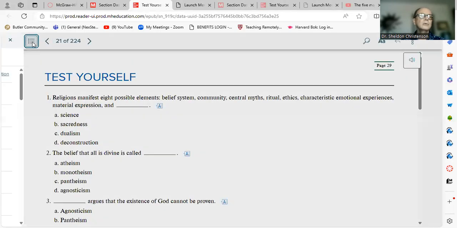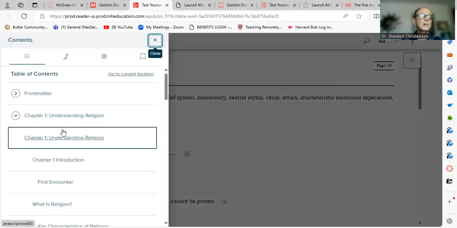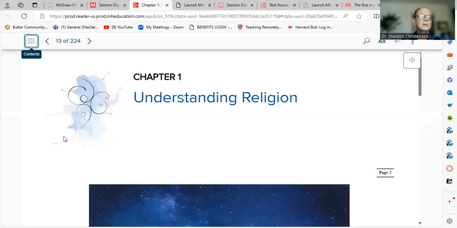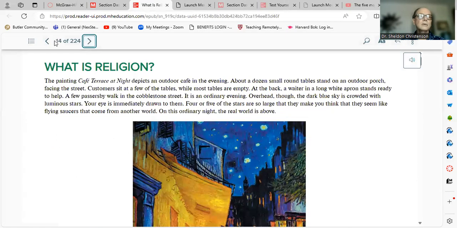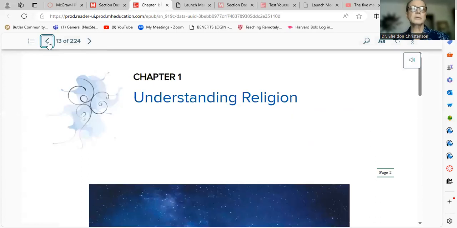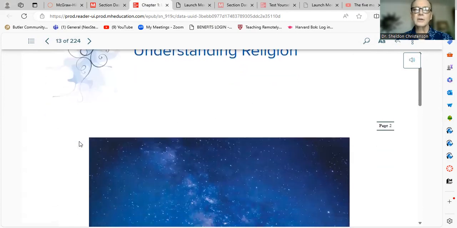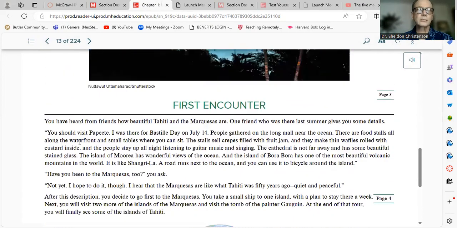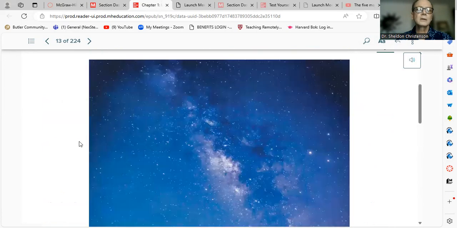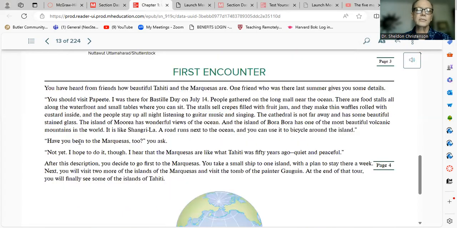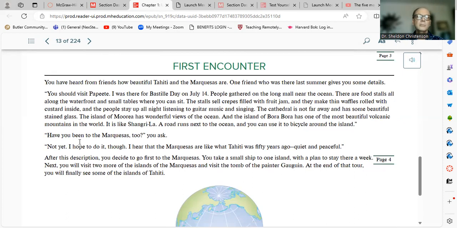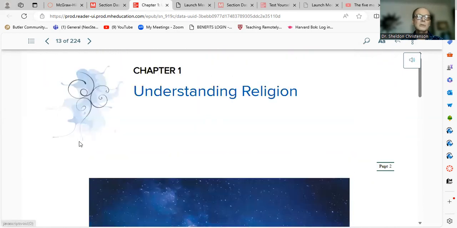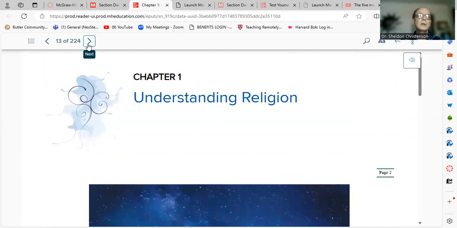At the end of the chapter, let's go to the beginning of the chapter. You manipulate around in the textbook using these arrows. You can read the textbook on a phone, on a tablet, or a laptop or a desktop computer, whatever you have internet access to. Each chapter always starts out with a story of a first encounter, somebody traveling. One of the reasons you would study comparative religions is to improve your experiences traveling around the world.